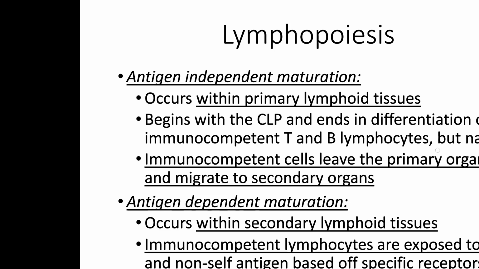In order to learn a specific antigen, they have to migrate to the secondary organs. This is where antigen dependent maturation comes in, and this occurs within your secondary lymphoid tissues. So what happens is that these immunocompetent but naive lymphocytes are exposed to both self and non-self antigens, and by being able to recognize those, they're able to continue developing during lymphopoiesis. We also talk a lot about these T cell receptors and these B cell receptors.